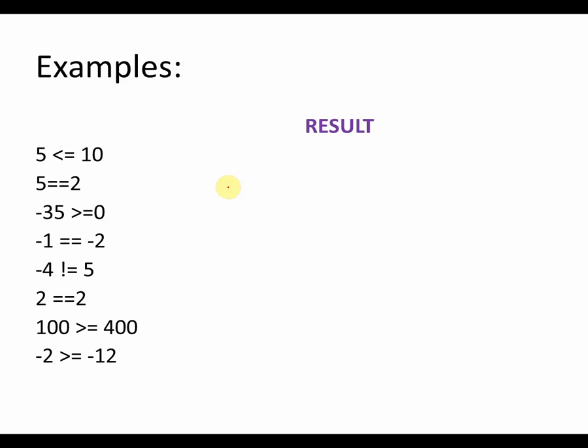Now over here you see some examples listed down. Let's solve them one by one. So first one is 5 less than equal to 10. So the result is true because 5 is less than 10. The next thing is 5 equal to 2. Now the result will be either a 0 or a 1. So 0 means that expression is false and 1 means that expression is true. So in this case this expression is false because 5 is not equal to 2. Hence we get a false.